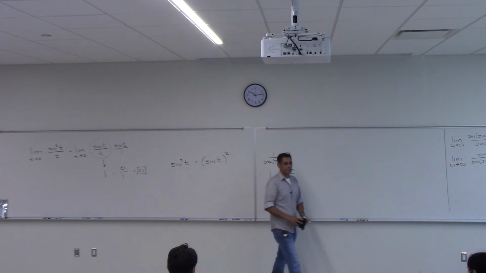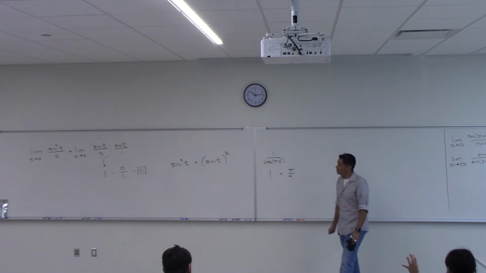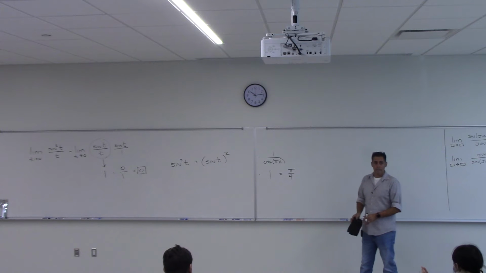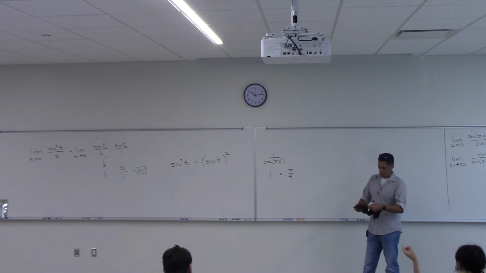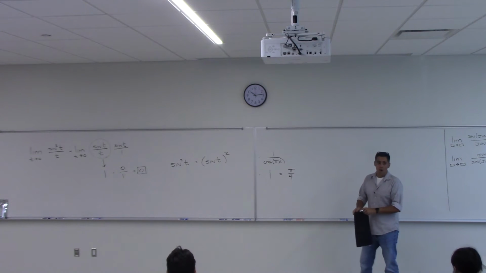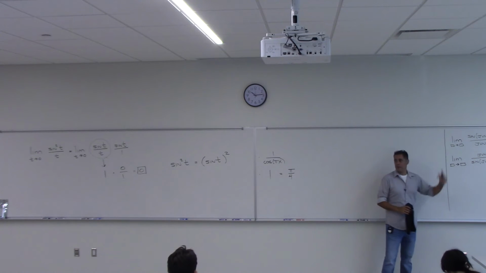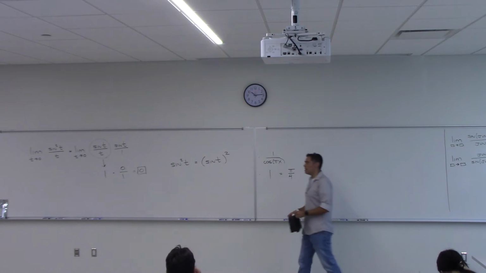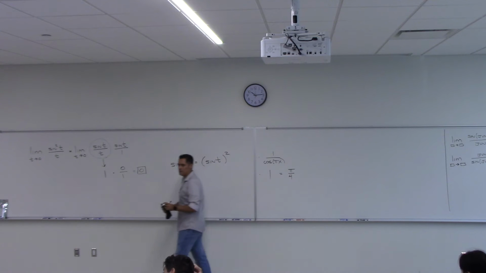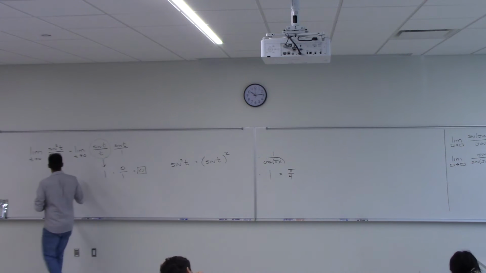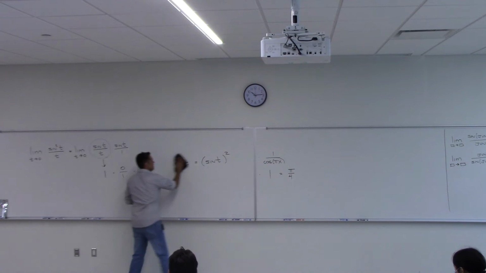So if it's like cosine or tangent, any of the trig functions of junk over junk, is it always going to be 1? No, it's only sine. So if you have cosine junk over junk, that's not 1. Good question.